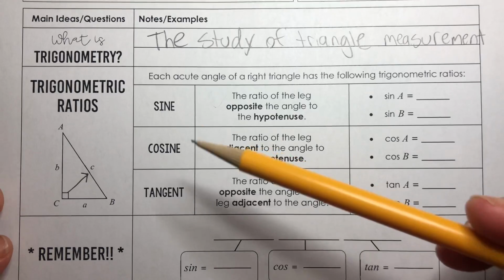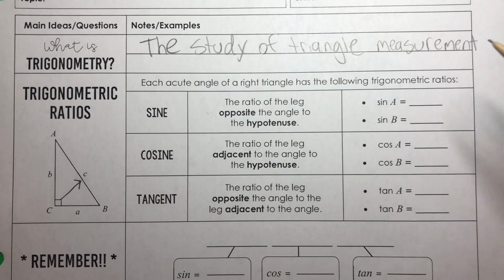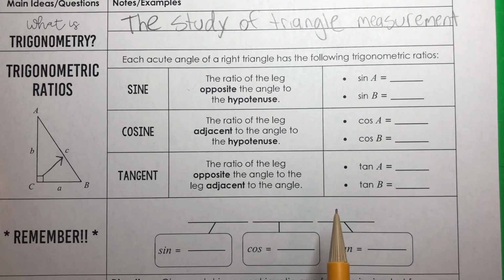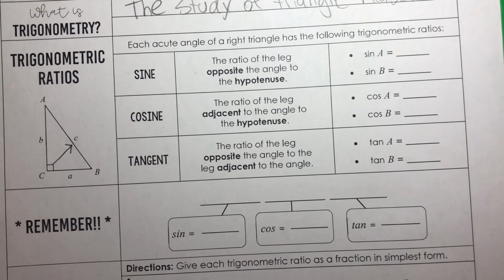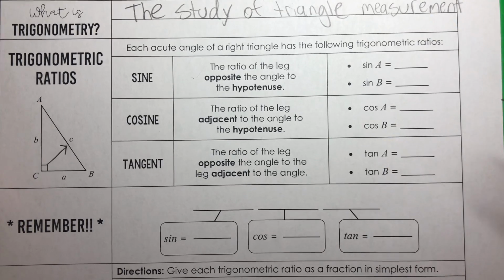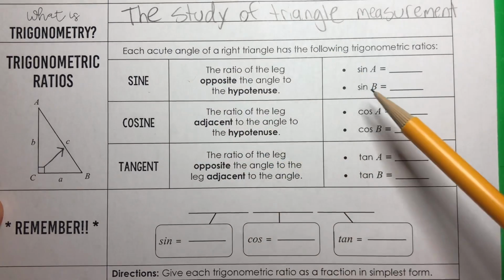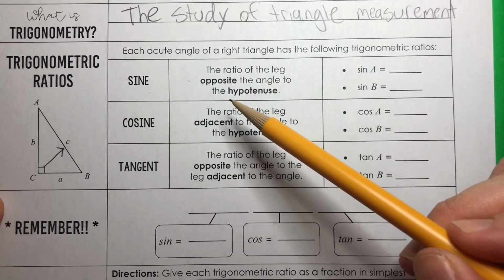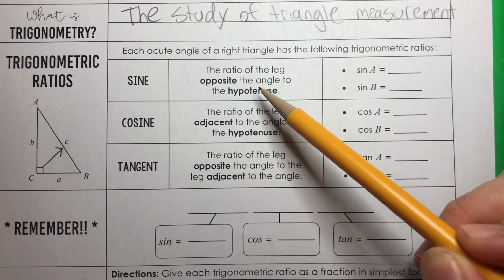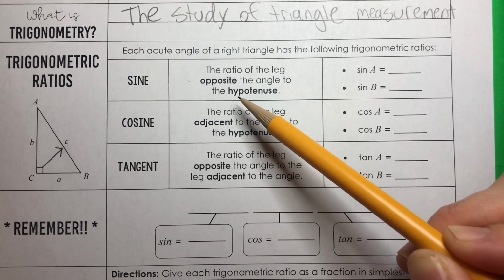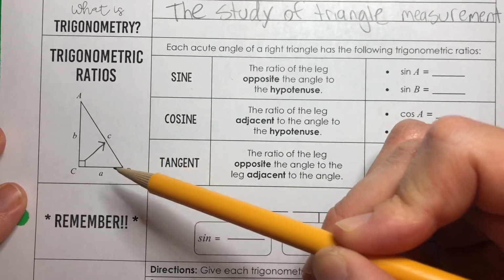All right, now here's how we come up with our sine, cosine, and tangent ratios. And then we're going to have this little acronym, which you might have heard of already, that is going to be huge for this whole trig unit. So here's how the ratios go. For our sine ratio, which is abbreviated sin, S-I-N, it's the ratio of the leg opposite of the angle in question to the hypotenuse. Okay, so you're always going to know what the hypotenuse is. It's the side across from the right angle.